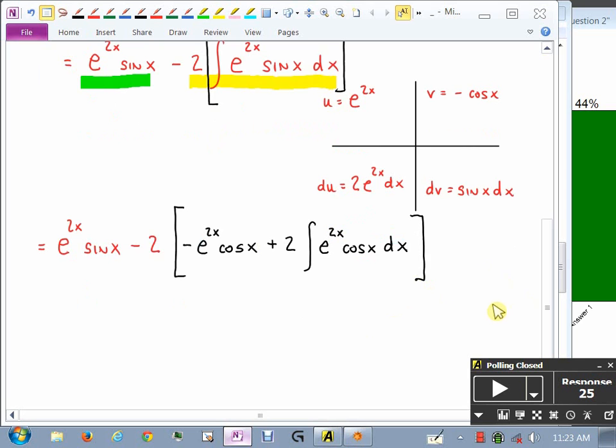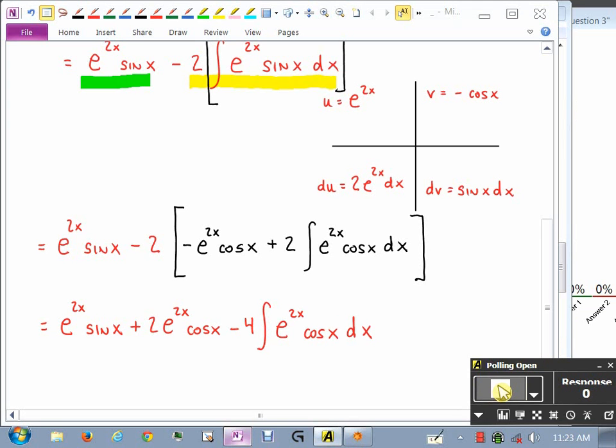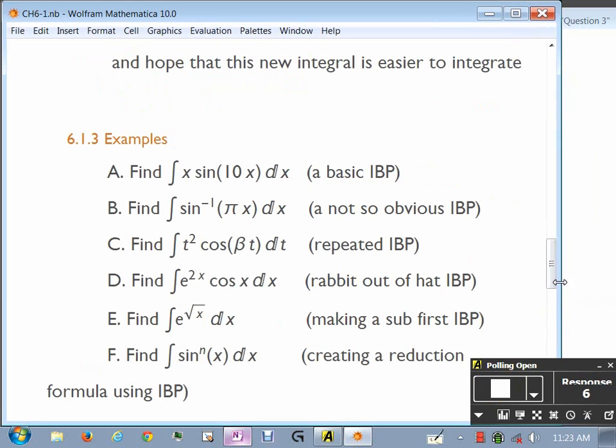Let's distribute that -2 through the bracket. e to the 2x sine x, what? +2 e to the 2x cosine x, then what? -4 integral e to the 2x cosine x dx. So that's where I am right now. Any questions? Let's take a poll, whether or not you're good up to this point.